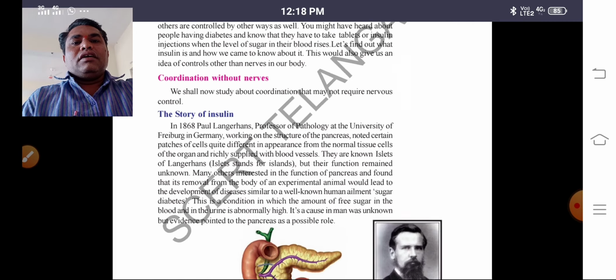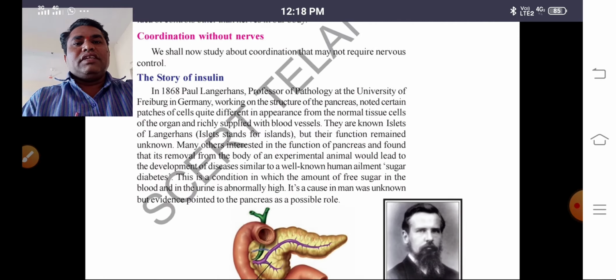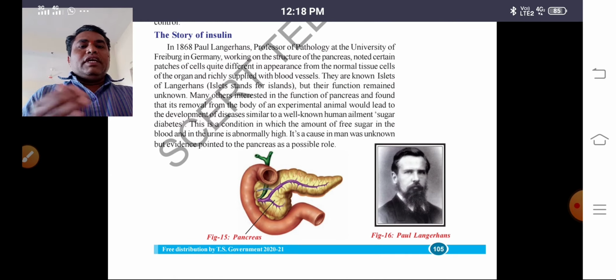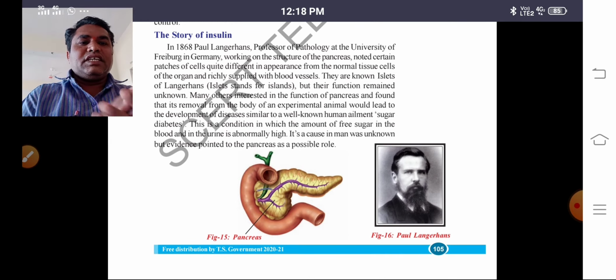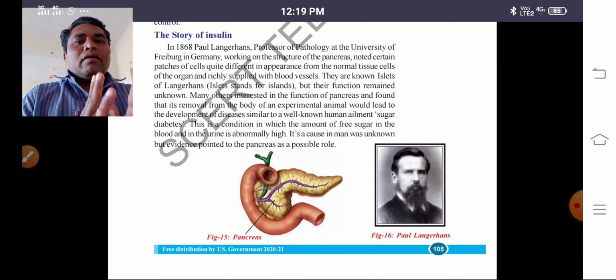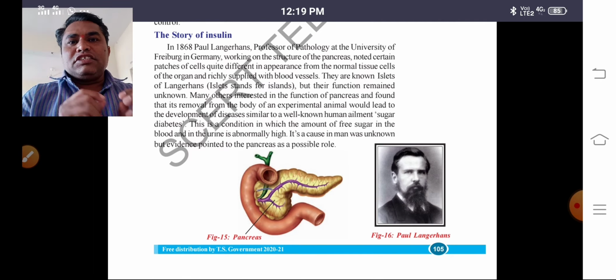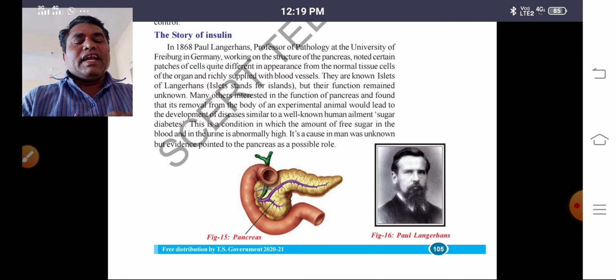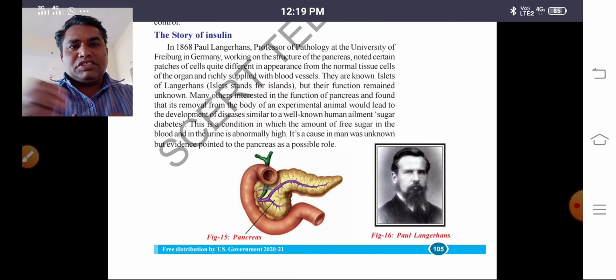So here let us go to the story of insulin. You can see the pictures here too. One is the scientist named Paul Langerhans. His contribution is mainly the discovery of insulin and a detailed study of the pancreas. The pancreas is a gland which belongs to the digestive system, which secretes pancreatic juice.